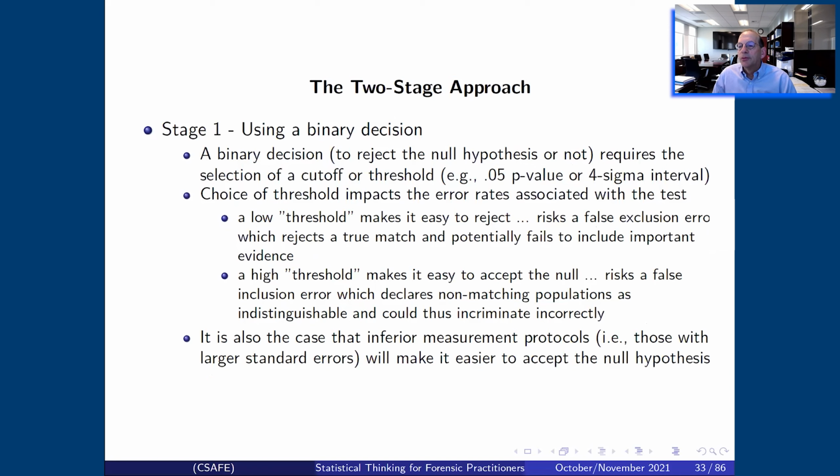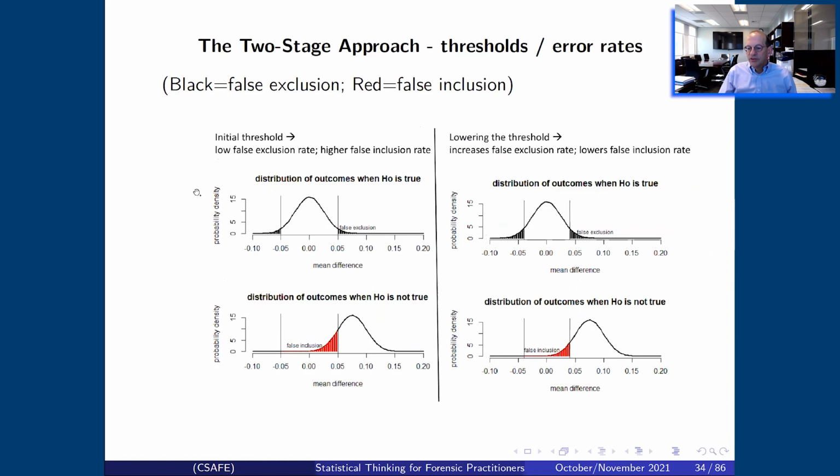The second conceptual problem is our reliance on a binary decision. So I hinted at that before, and it came up in one of the earlier questions. If there's a low threshold and we make it easy for the statistical test to reject, for us to exclude, that's one type of decision. Or if we have a high threshold and we accept the null, then we have lots of inclusions. And that can be problematic.